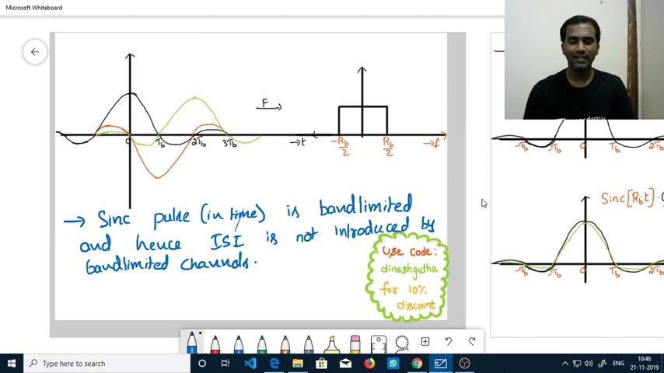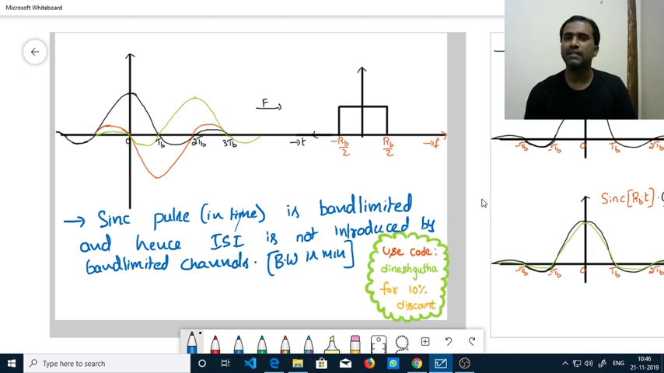Now let us talk about the problem with sync pulse. Advantages: it is band limited, so ISI is not introduced. And one more advantage is bandwidth is minimum, the least possible bandwidth. You cannot reduce the bandwidth of the pulse to less than RB by 2.